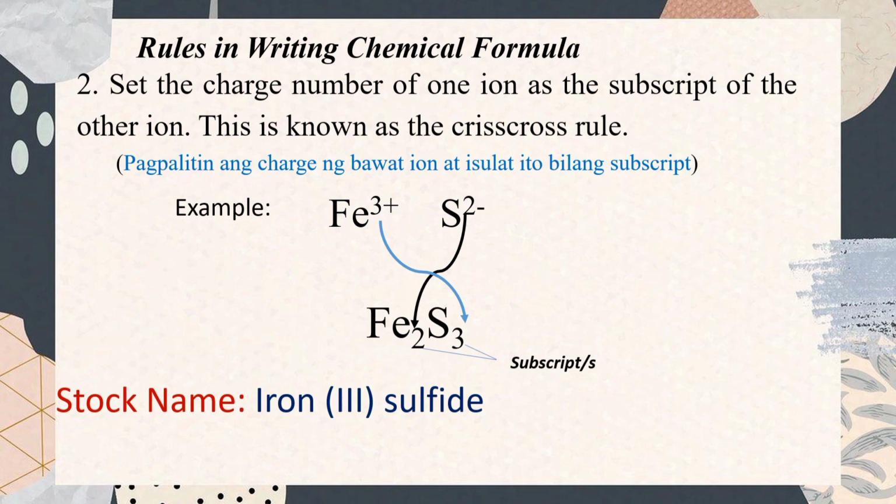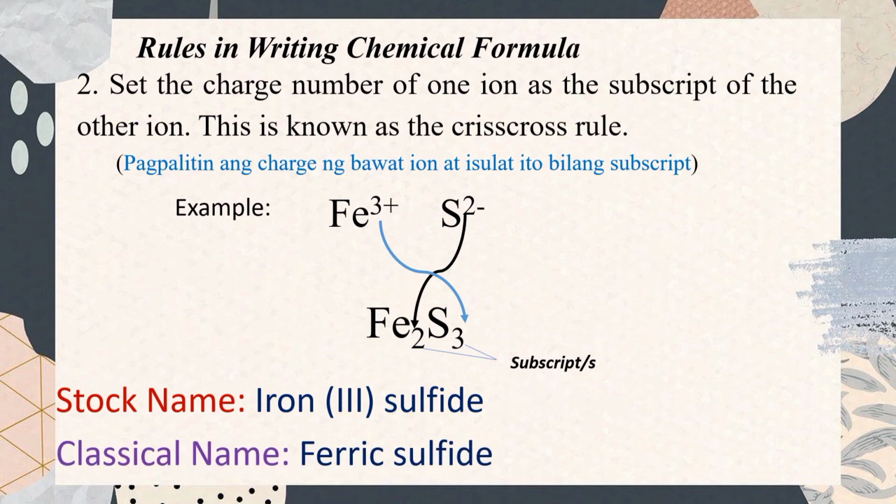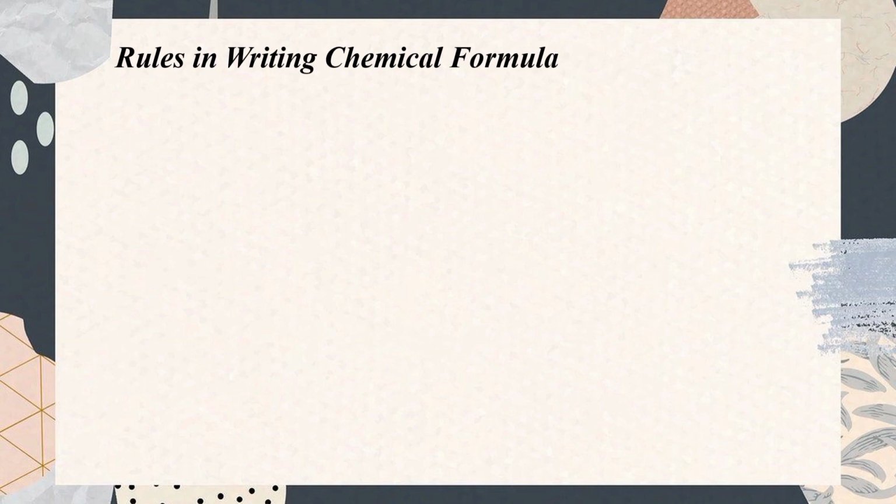How about its classical name? Since Fe positive 3 is the ion of iron with higher charge, then therefore, we are going to use the suffix IC or -ic. So, the correct classical name of the compound would be ferric sulfide.